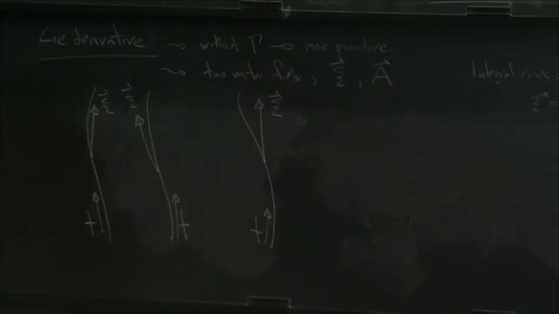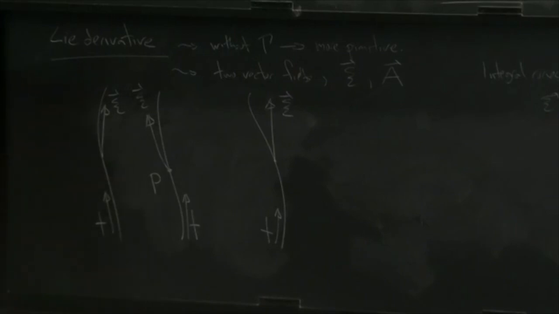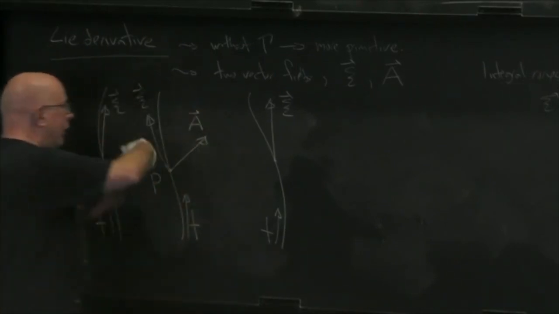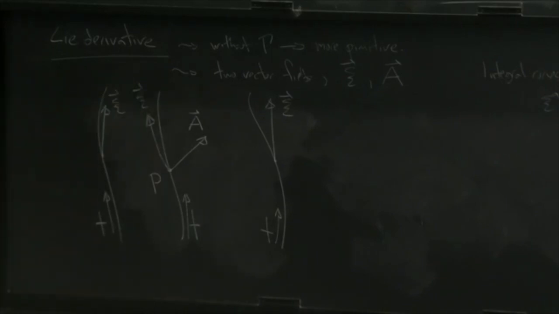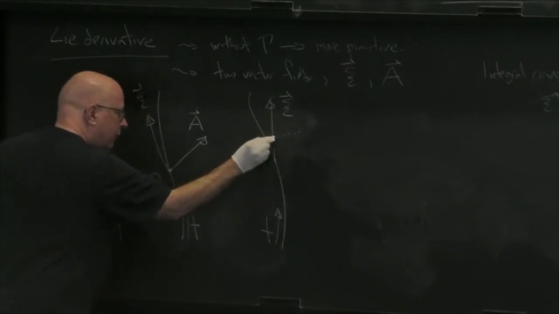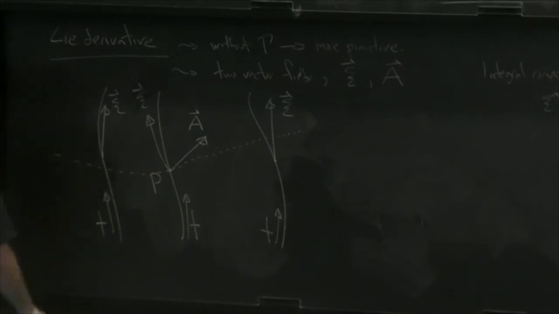And what I'm going to do here is pick a point P. That's where I'll be defining my Lie derivative. At that point, I have the second vector field, so let me draw it here. It's defined everywhere, but it's defined there in particular. And through that point, there's going to be the integral curve of that vector field. So let me draw that. I'm going to draw the integral curve of that vector A, which looks like this.